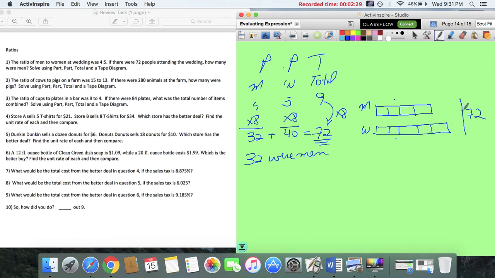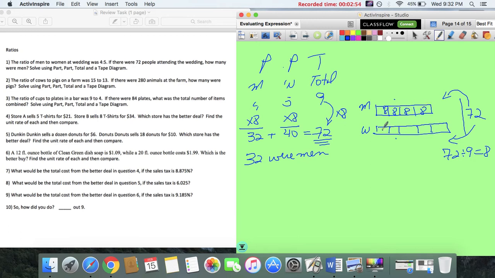So we have 1, 2, 3, 4, 5, 6, 7, 8, 9 boxes here. How can I fit 72 in all these boxes? What one same number can I put in there so that it equals 72? So I have 9 boxes, so 72 divided by 9 gives me 8. So I can write 8, 8, 8, 8.